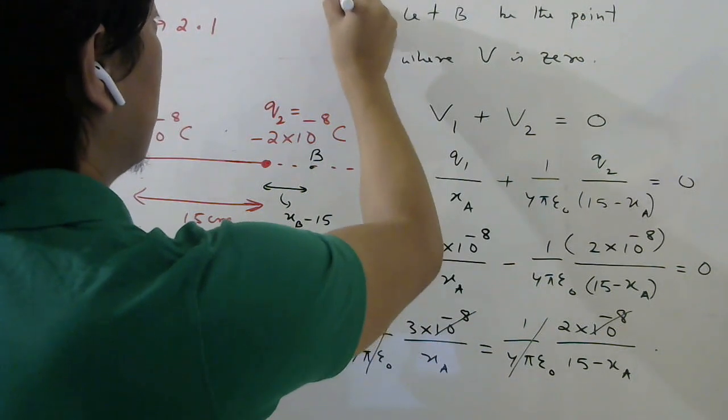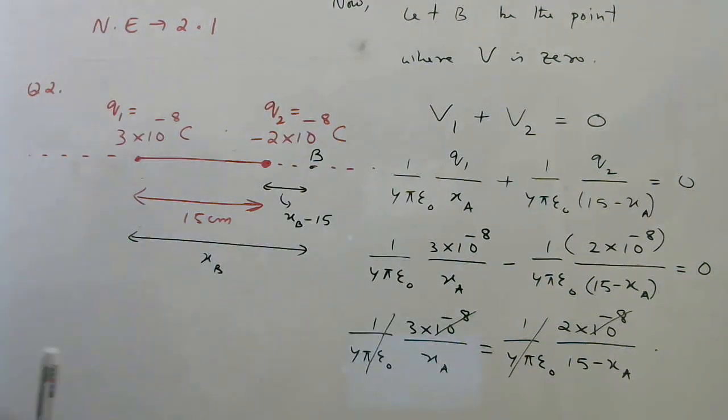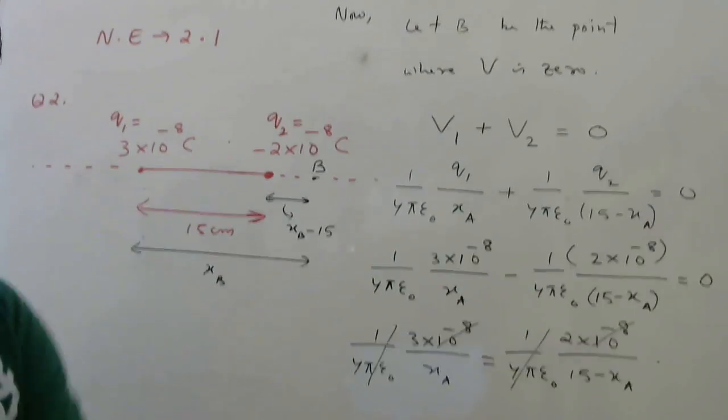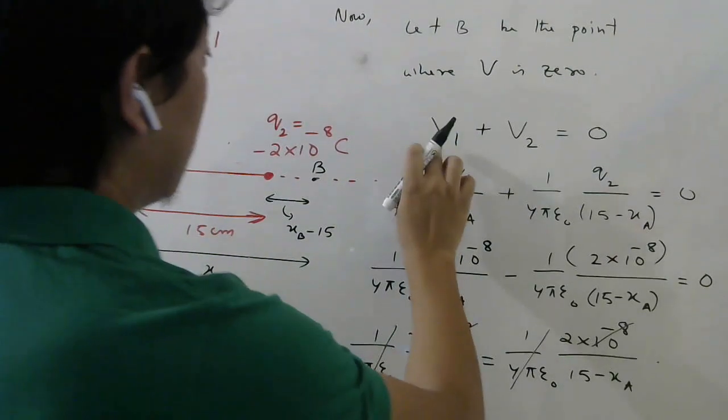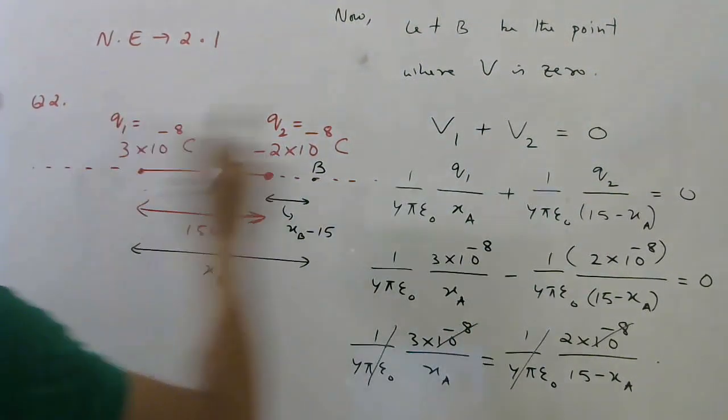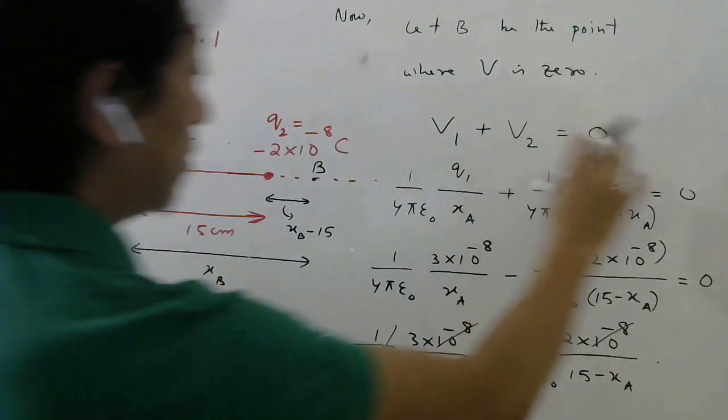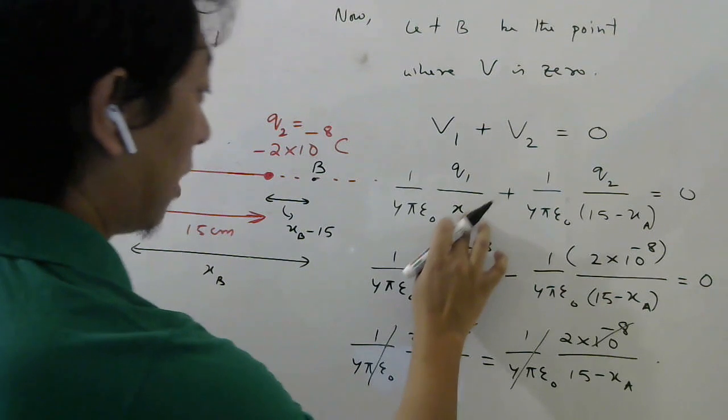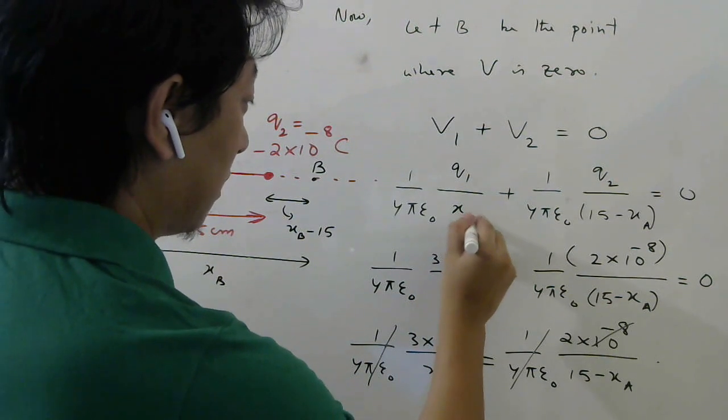Now let B be the point. Now the second part we have to do. Let B be the point where potential is 0. Then this is potential due to Q1, and this is potential due to Q2. That should be 0.